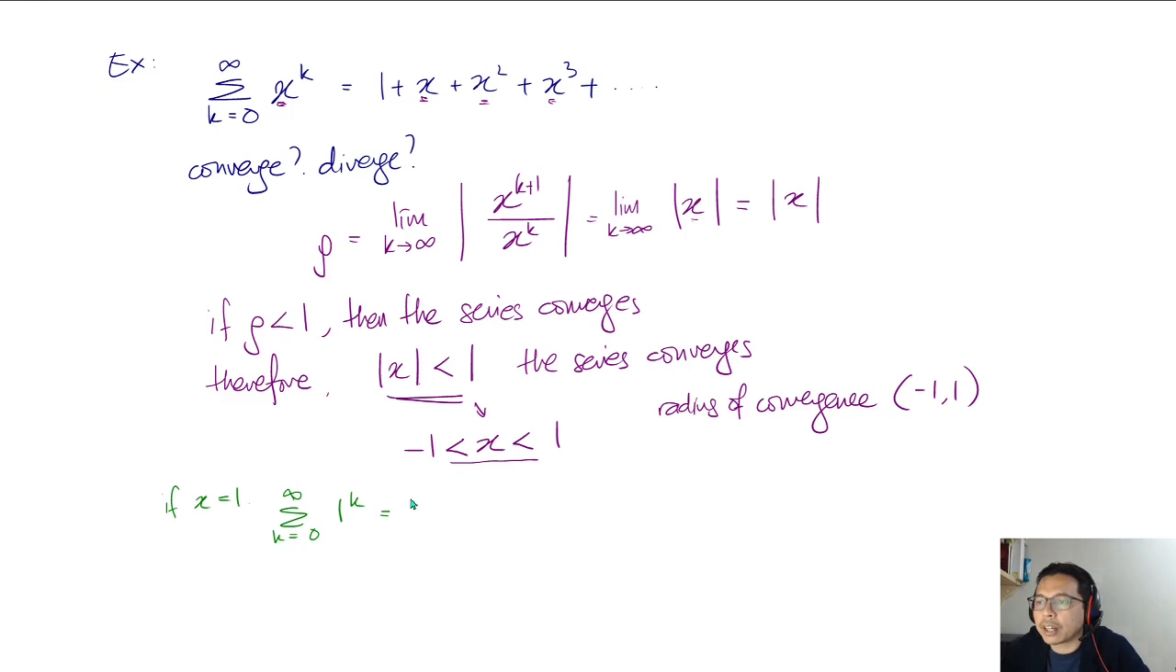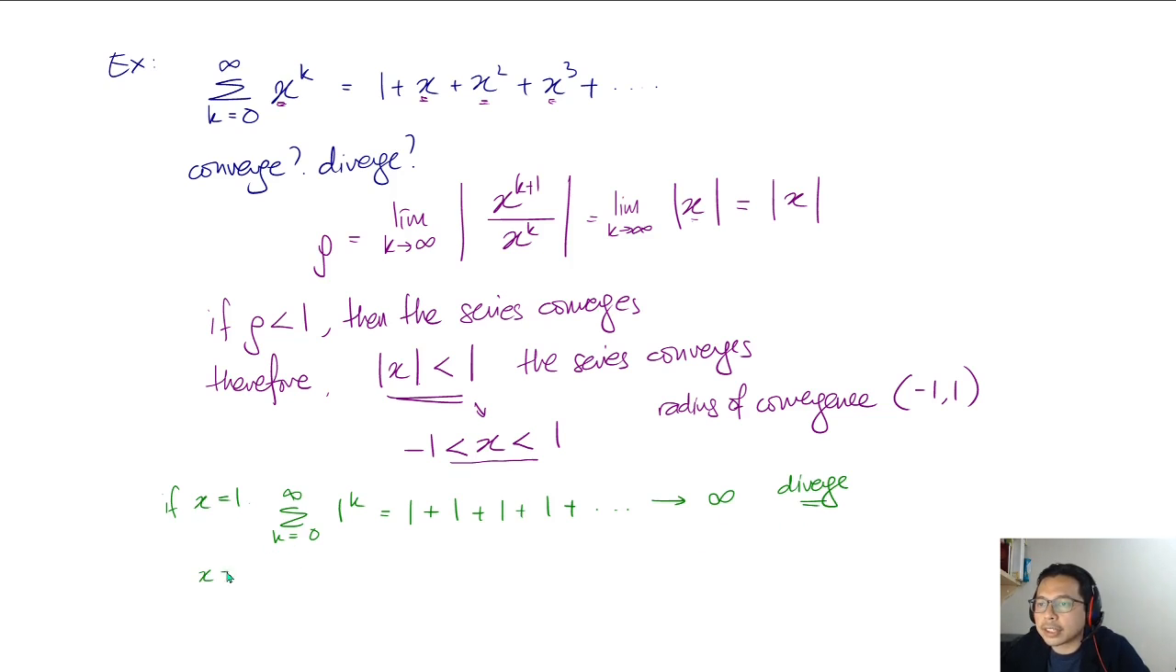So here what we will have is, because 1 to the power of any number will become 1. Any real number, positive number here becomes 1. Okay, so 1 plus 1 plus 1 plus 1, so on and so forth. And we know that this will tend to infinity, so this one will diverge. So we know that when x equals 1, it diverges.